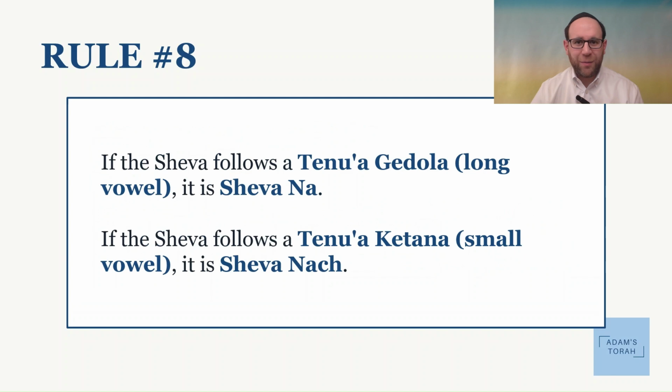And so one way you can think about this is that when you have a long vowel, the next letter, if it has a Sheva underneath it, it's pronounced as a Sheva Na. And so what you'll have to do is look at the Sheva and see the letter right before it. Does it have a long vowel, a Tenu'ah Gedolah, or a Tenu'ah Ketanah? If the letter right before the letter with the Sheva has a Tenu'ah Gedolah, it is a Sheva Na. If it has a Tenu'ah Ketanah, it's a Sheva Nach.